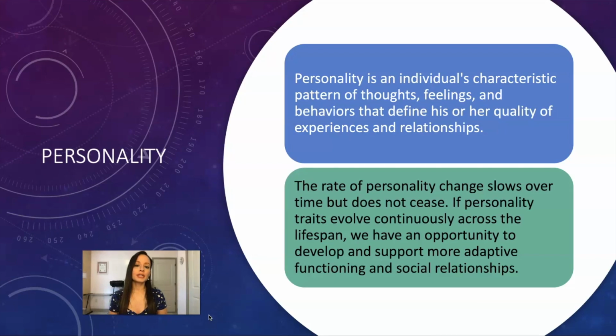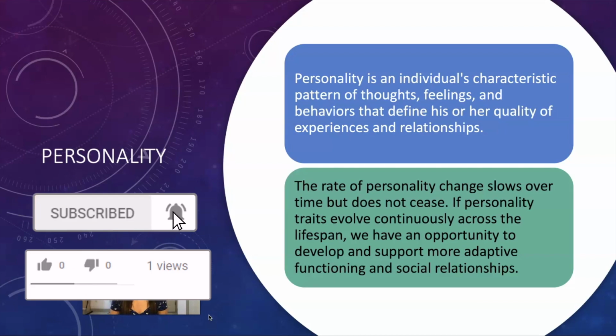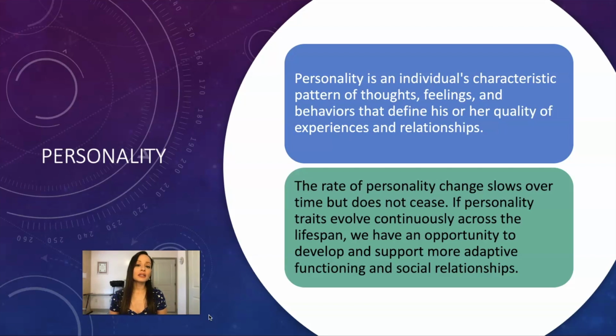Personality disorders. Personality is the way that people think, they feel, how they behave, and it affects their experiences and their relationships. And people's personality can change over time. Personality traits evolve continuously across the lifespan, and we have an opportunity to develop and support more adaptive and functioning social relationships. So you can teach a dog new tricks. You can actually change your personality. If there's things or traits that you would like to improve on, you absolutely can. Is it easy? No, but you're able to do it.